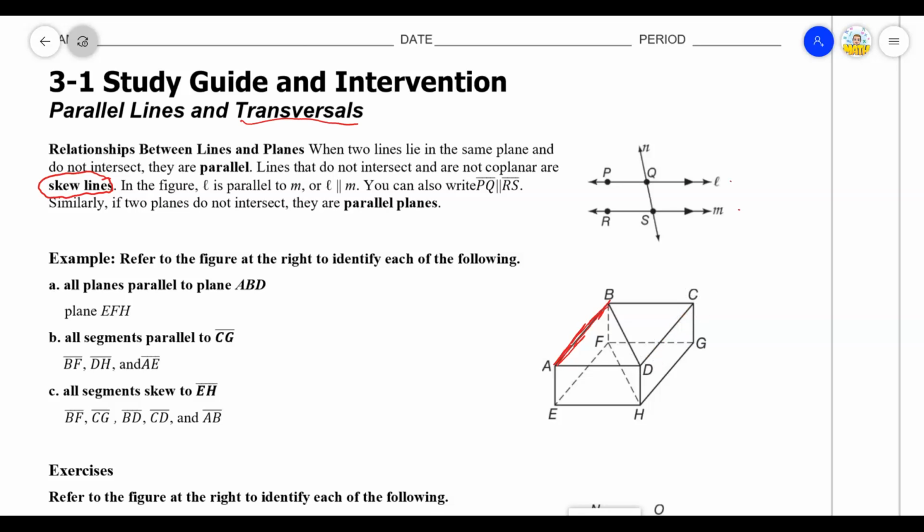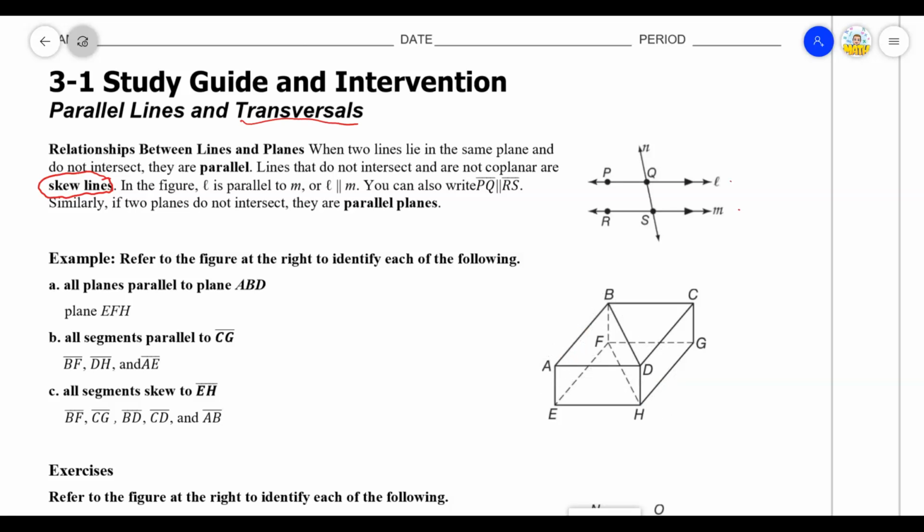Now, if we compare AB to this line right here, DH, those two lines are not going to intersect, right? DH is going to go straight up. AB is over here on the other side of the box. They'll never intersect, but they're also not parallel because they're not in the same plane. When that situation happens, we call that pair of lines skew.